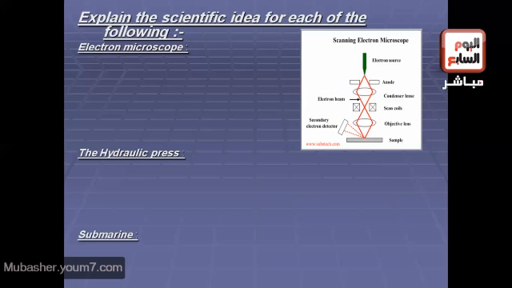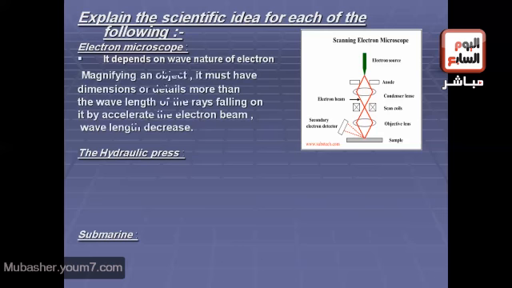Electron microscope. Yes, the electron microscope depends on the wave nature of the electron. To magnify an object, you must make its details or dimensions greater than the wavelength of the rays falling on it. So by accelerating the electron beam, the wavelength decreases.